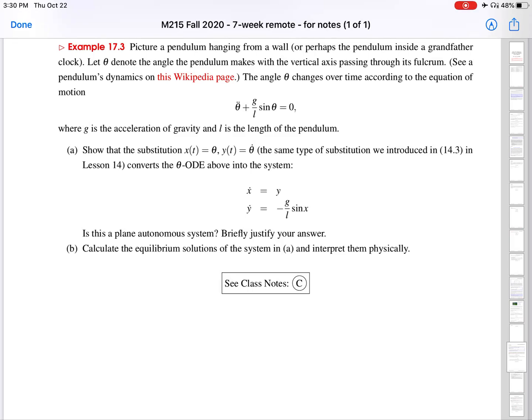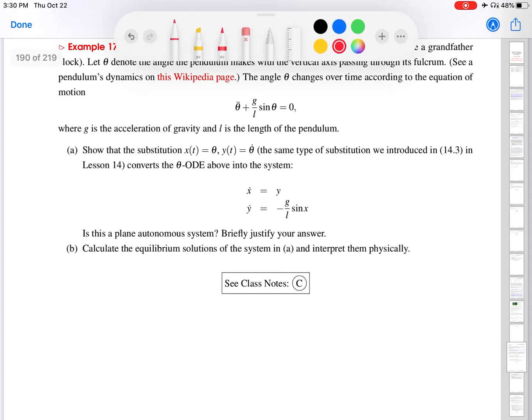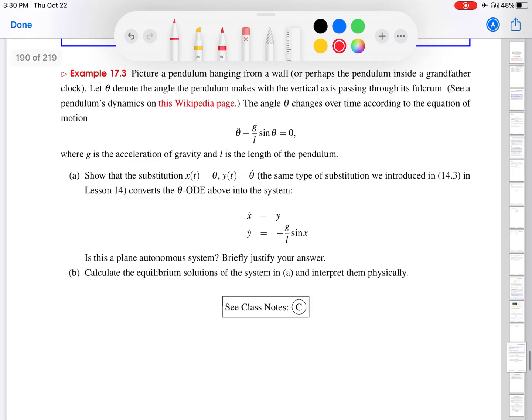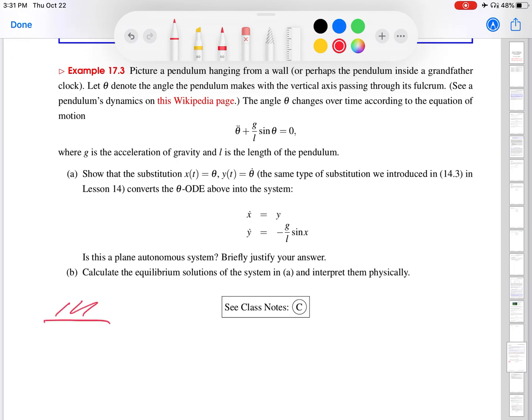We are going to work on class note C in lesson 17. In this class notes, I want you to picture a pendulum that is hanging from a wall. So it looks something like this. And what we are going to do is think about, calculate really, and interpret the equilibrium solutions to this system. And of course, relate them to what we would think of as equilibrium if we saw a pendulum in a lab. So this setup here tells us that the equation of motion of the pendulum is this.